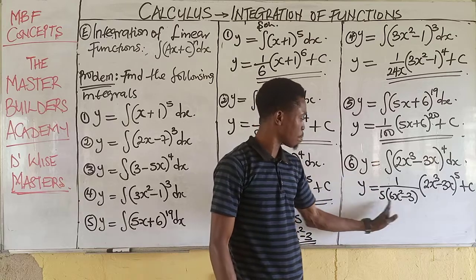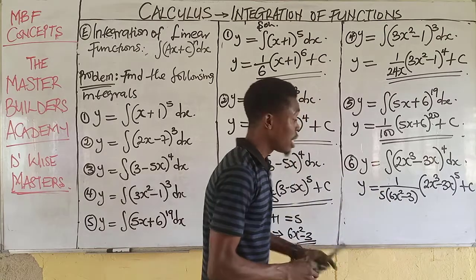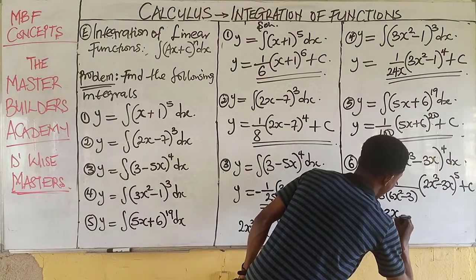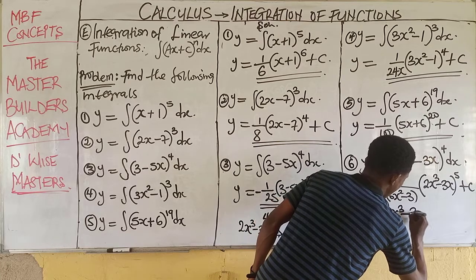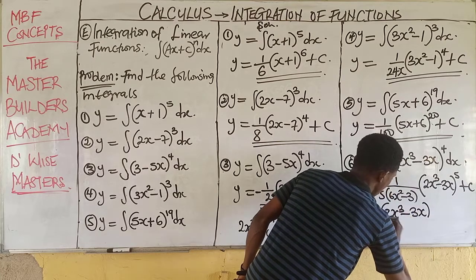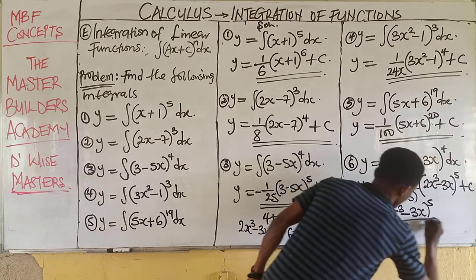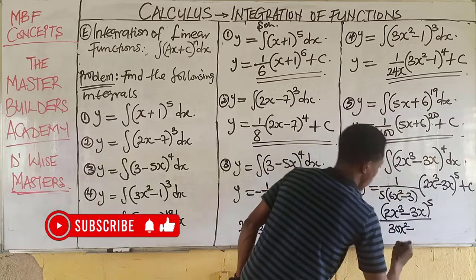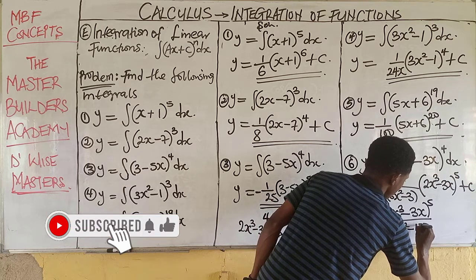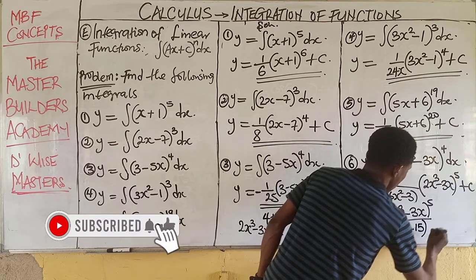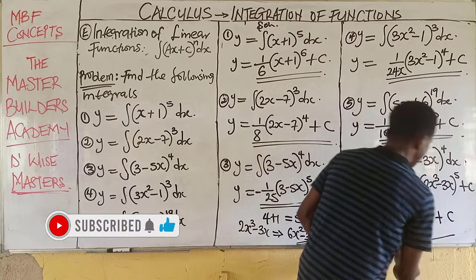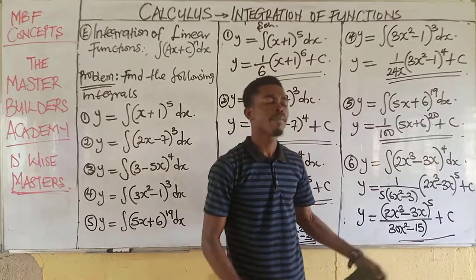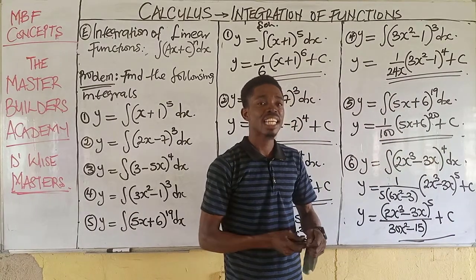You can decide to expand by multiplying this by the term on the top. Then we will have (2x cubed minus 3x) raised to the power of 5 all over 30x squared minus 15, plus c. This is the answer to this very question.